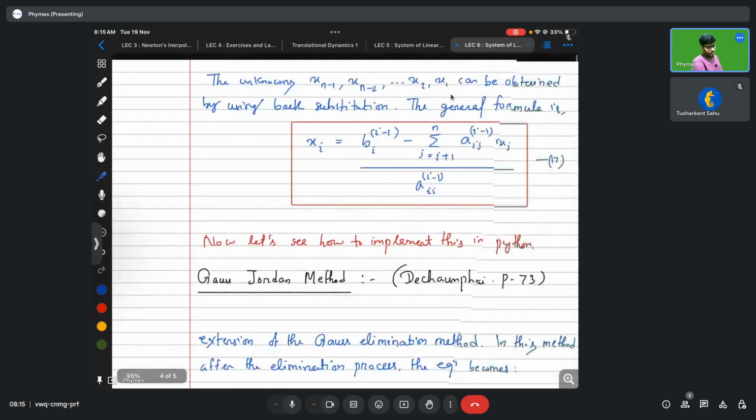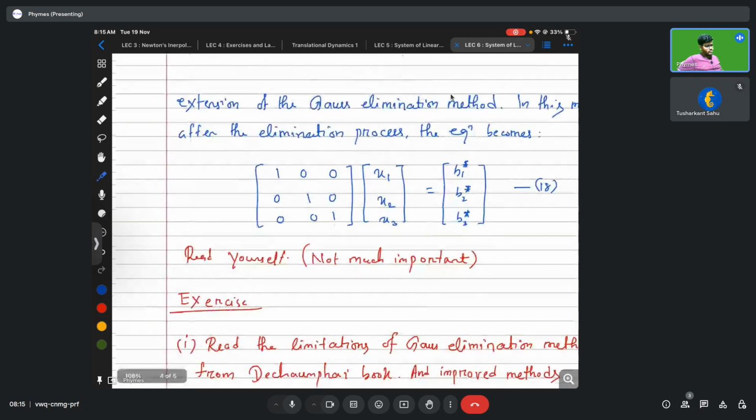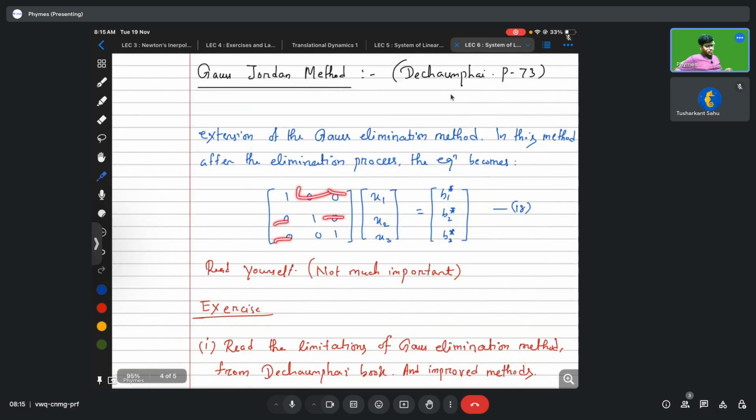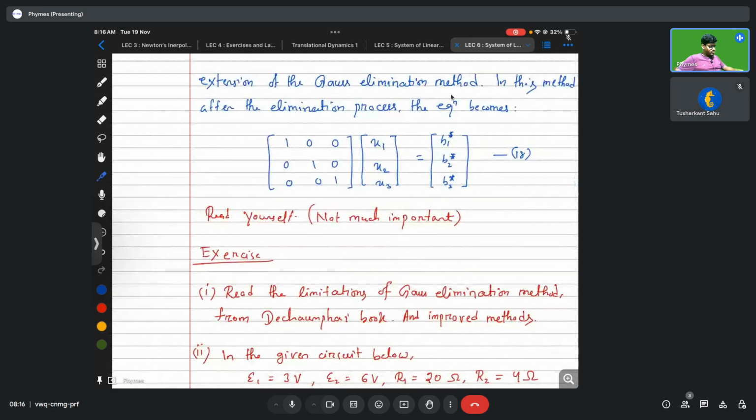Now we will see how to implement this in Python. Then there is also the Gauss Jordan method, and that is just an extended version of this Gauss elimination method, and in that method you have to carry out this complete diagonalization. There is no upper triangular or any kind of form. You have to diagonalize this matrix, and there will be only the diagonal elements, and then you can easily find the values of x1, x2 and x3. You can read yourself, and that is available in that book on page 73, and it is not much important.